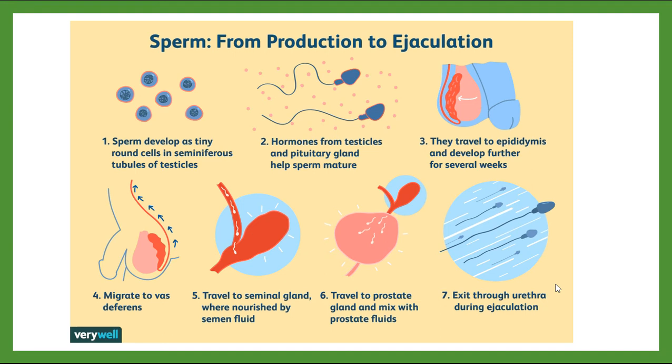They're now ready to migrate out of the testes and into the sperm duct, also known as the vas deferens. So the sperm will move through this tube structure, through the vas deferens, travel past the seminal glands where it will be nourished by the semen. Eventually, it will continue on until the sperm duct, the vas deferens, merges with the urethra, through which the sperm will exit during ejaculation. So all the way from the seminiferous tubules to the urethra.